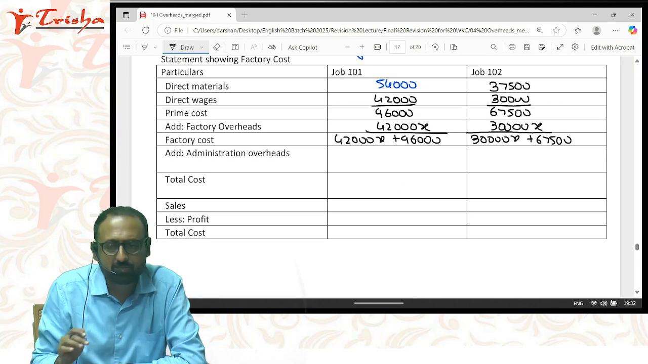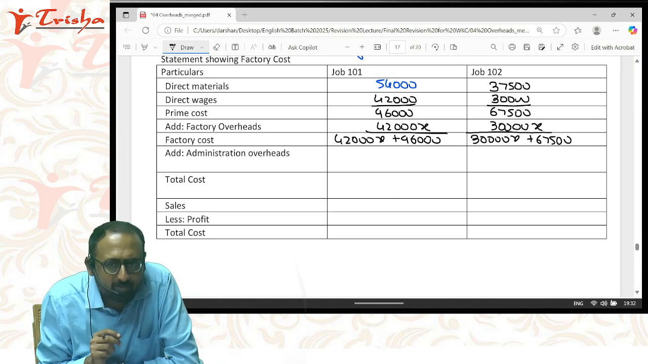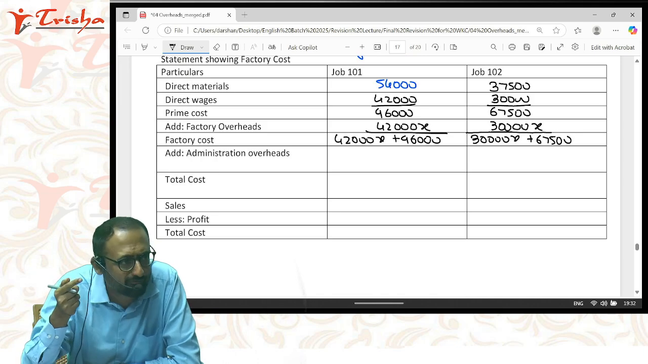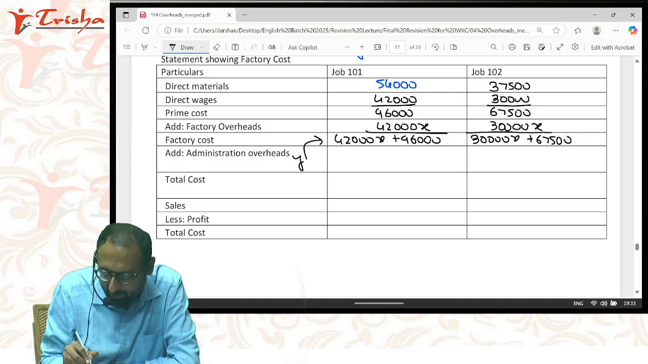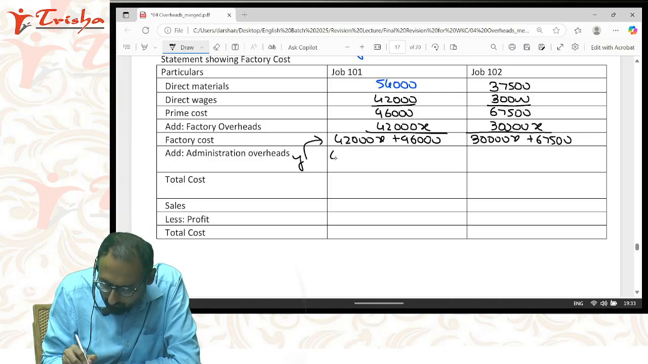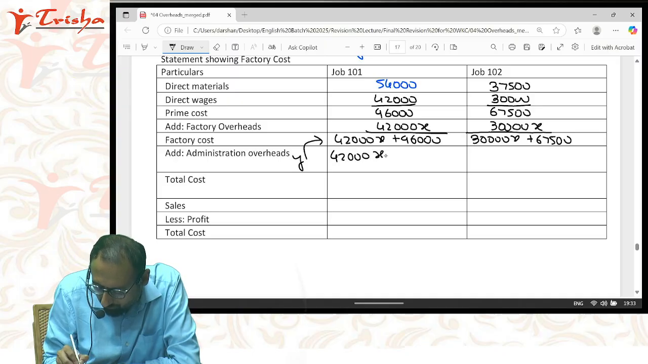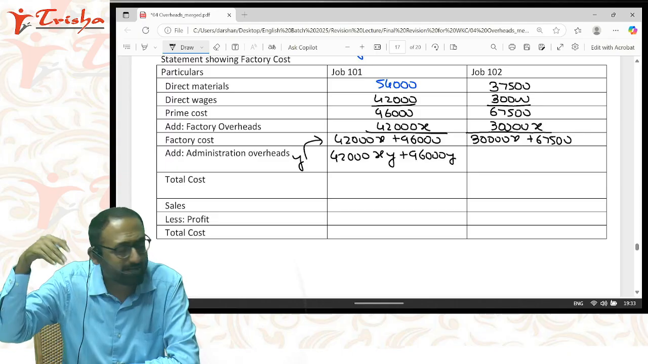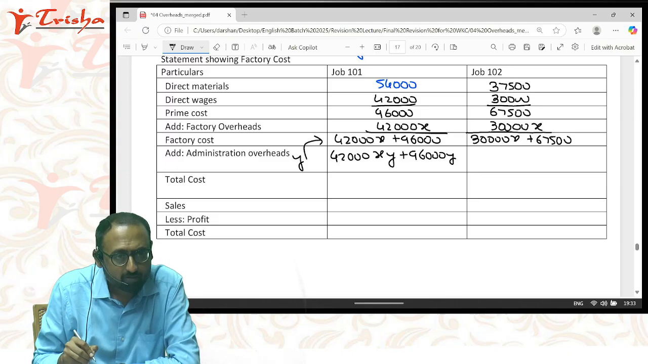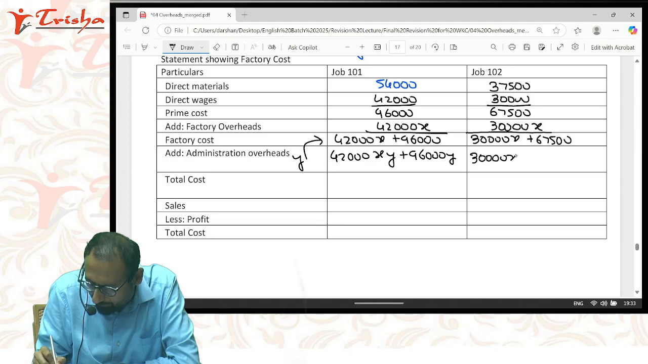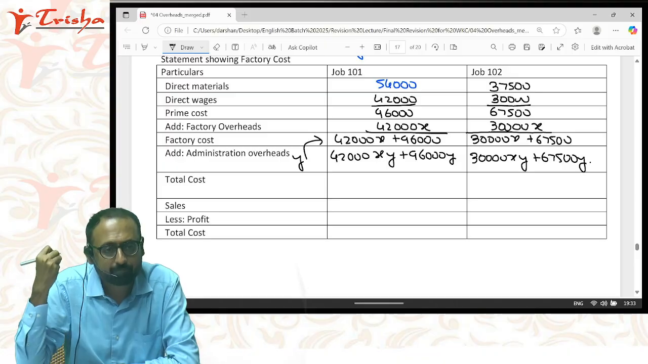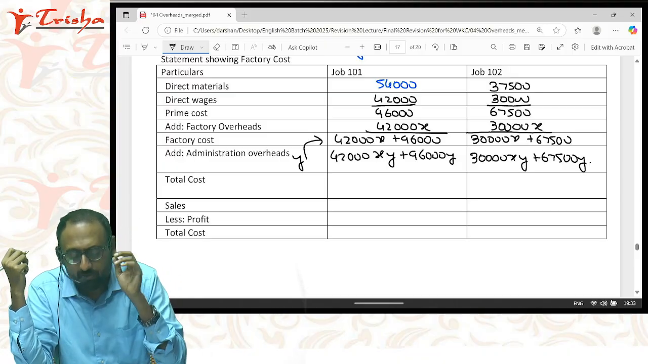Next part, add administration overhead. We have assumed that administration overhead is Y percentage of factory cost. So, Sarji, multiply Y by this bracket. Your answer will be 42,000 XY plus 96,000 Y. What will be the second bracket over there, Sarji? Y percentage of the factory cost. So, 30,000 XY plus 67,500 Y. Correct, guys?